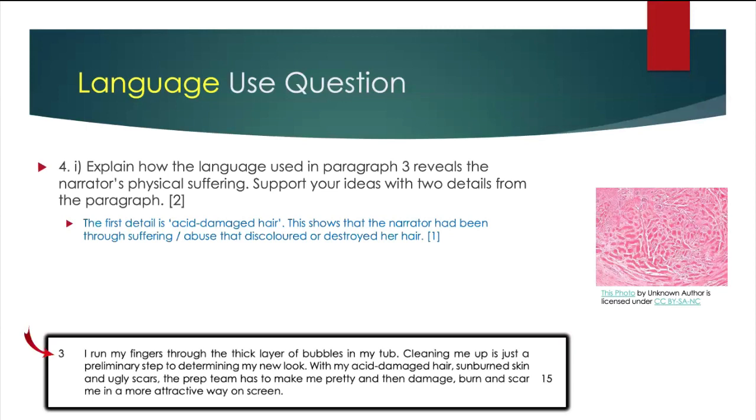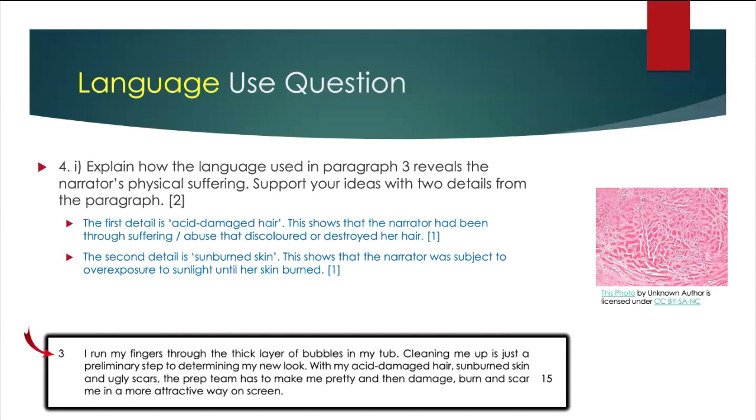Now, can you craft sentences for the other 2, even though you're only required to produce 2 for this question? Can you craft similar answers explaining the physical suffering with the other 2 points, the sunburnt skin and the ugly scars? Okay, so for the second detail, it would be the sunburned skin, which would show how the narrator's skin has gone through another form of suffering, where her skin has been destroyed. Okay, let's look at the answer.